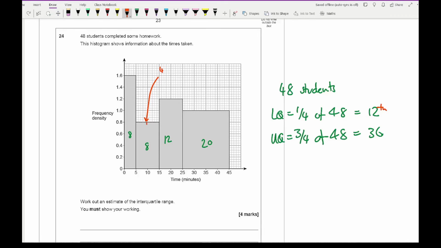So what I need to do is split this box into 2. And if I split that box into 2, then that's going to give me 10. So that's my lower quartile value.